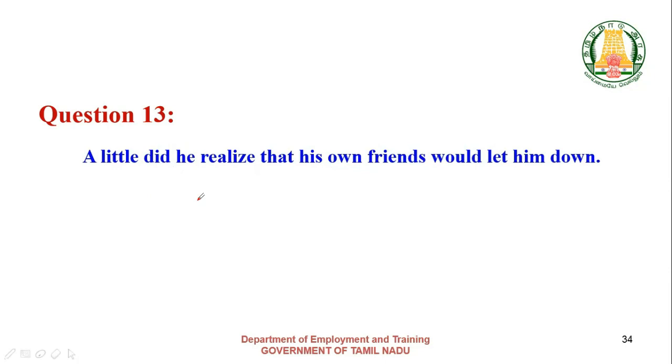Question number 13. A little did he realize that his own friends would let him down. Look at the sentence. The first one, a little. It's an adjective. If the word little is used with a or the, that changes its meaning. The sentence tried to give the meaning that he did not realize that his friends would let him down, so the sentence should be negative. To make it a clear negative sentence, we should remove a. The correct sentence is: little did he realize that his own friends would let him down.